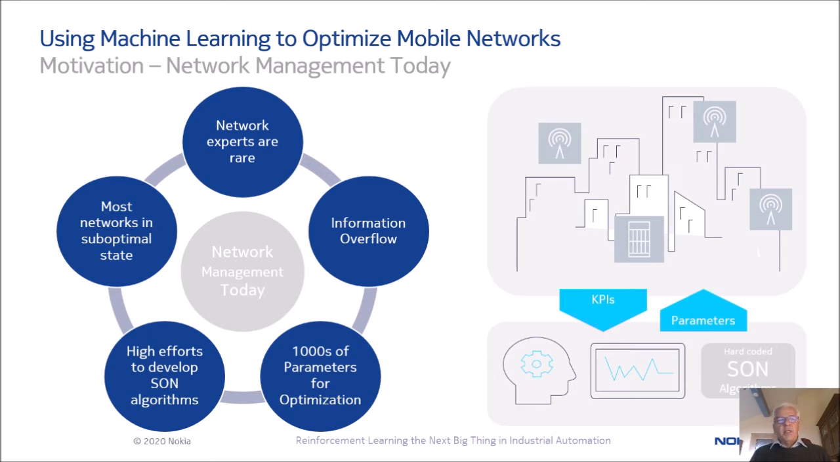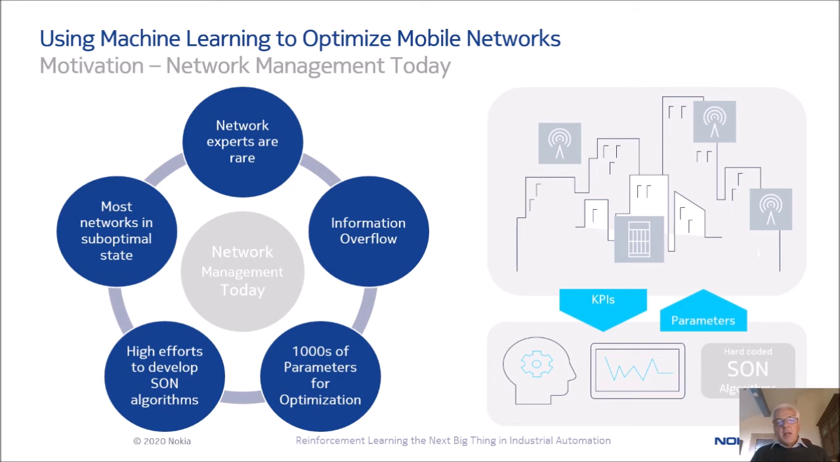The problem with that setup is, first of all, network experts are rare, so it's not that easy to find people who have the right knowledge of radio technologies. They get a huge amount of information. A German telecom in Germany has about 70,000 radio cells, and they are extracting every 15 minutes about 150 values for every radio cell, showing how well it works and what kind of problems arise. So you're getting overwhelmed by this information.